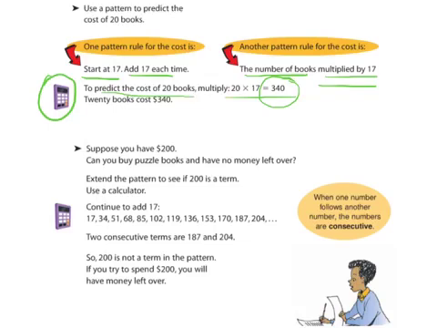Now continuing, suppose I have $200 and I want to know how many books I can buy. Well, we could extend that pattern and see if one of our answers ends up being 200, close to 200. And here you can see they've added 17 over and over again. And we have 204, which means we don't have 200. So if you try to spend $200, you will have money left over. The most you can do is spend 187, which would give you 1, 2, 3, 4, 5, 6, 7, 8, 9, 10, 11 books.